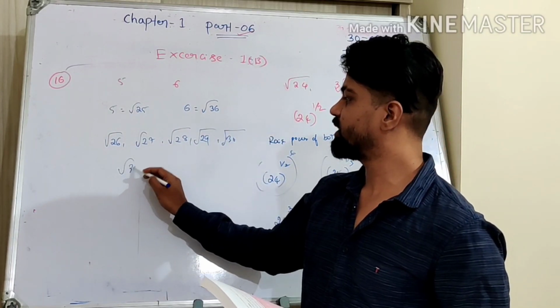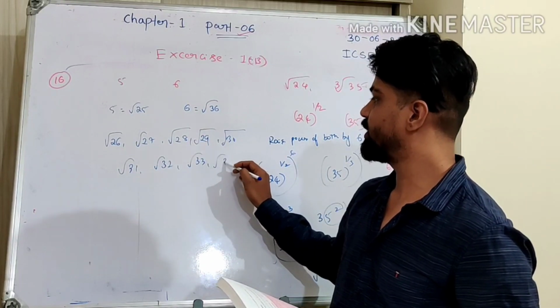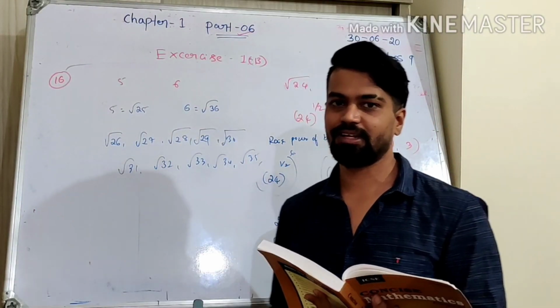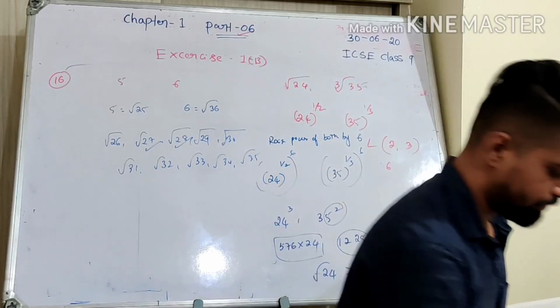Till square root of 31, square root of 32, square root of 33, square root of 34, square root of 35. So all these are irrational numbers. We just want to take any two. So you can insert any two and say they are irrational numbers. Okay.